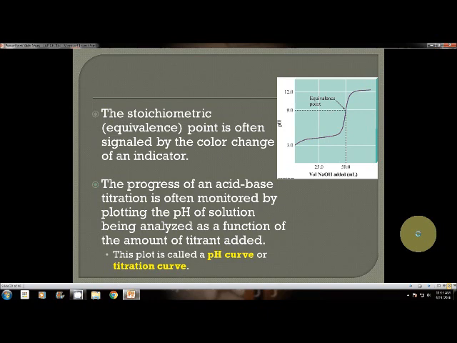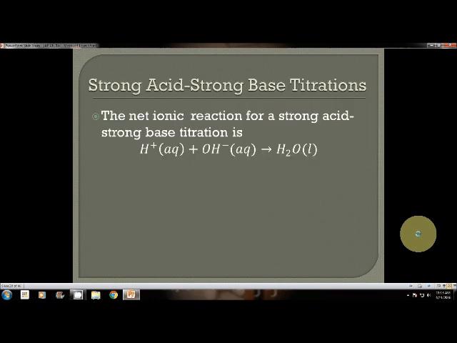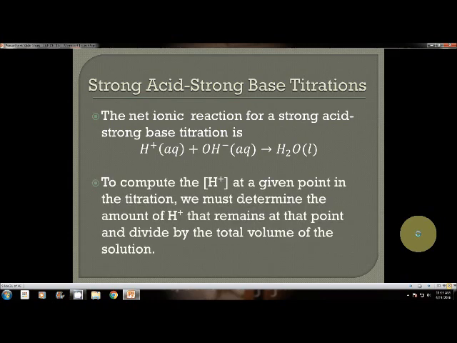And so if you notice, the equivalence point is the point where the color change happens. That's the point where the number of moles of the acid and the base are equivalent. They're equal. If we had a strong acid, strong base titration, we would use the equation to make water, where we have H+ and OH- yielding water. To compute the concentration of the H+ during the titration, we have to determine the amount of H+ that remains at that point and then divide by the total volume of the solution.